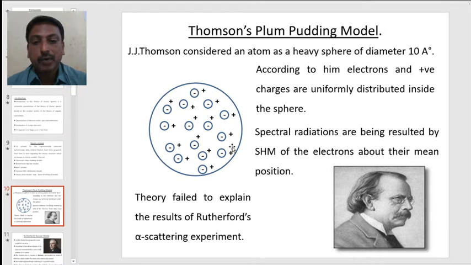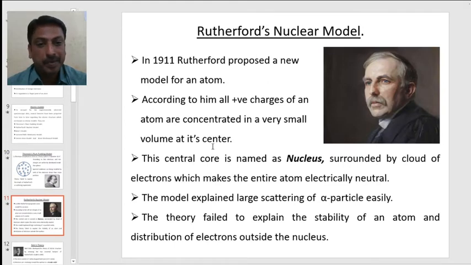But he was unable to explain the large scattering of a Rutherford alpha scattering experiment. Later in 1911, Rutherford proposed a new model for an atom. According to him, all positive charges of atoms are concentrated in a very small volume at its center, and this central core he named a nucleus, and it is assumed to be surrounded by a cloud of electrons, which makes the entire atom electrically neutral.